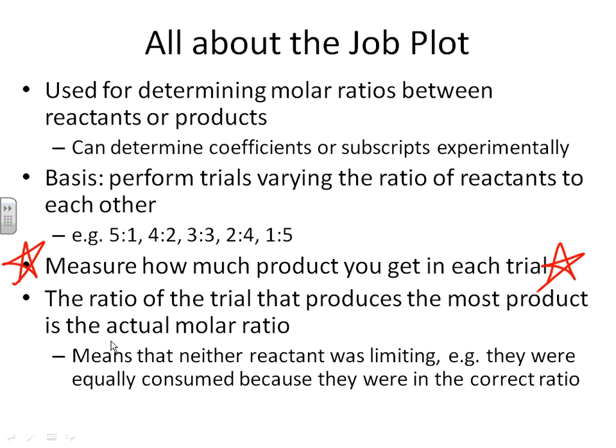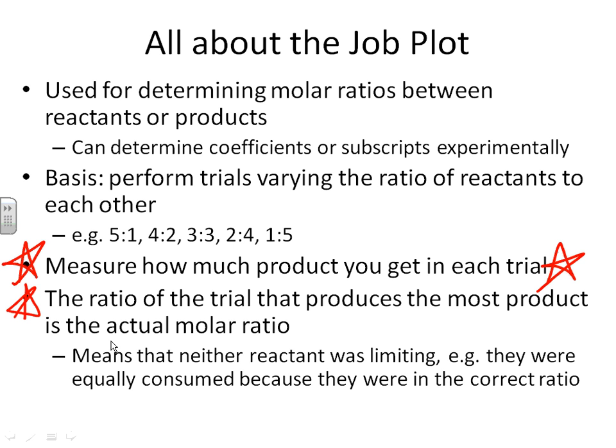And then you graph that information. It is a plot after all. You are creating a graph. But what that information is used for is right here. The ratio of the trial that produces the most product is considered to be the actual correct molar ratio. Because when you're producing the most product that you possibly can, that means that your reactants have to be in the correct molar ratio to one another. That's the only way that you're going to get the most possible product.